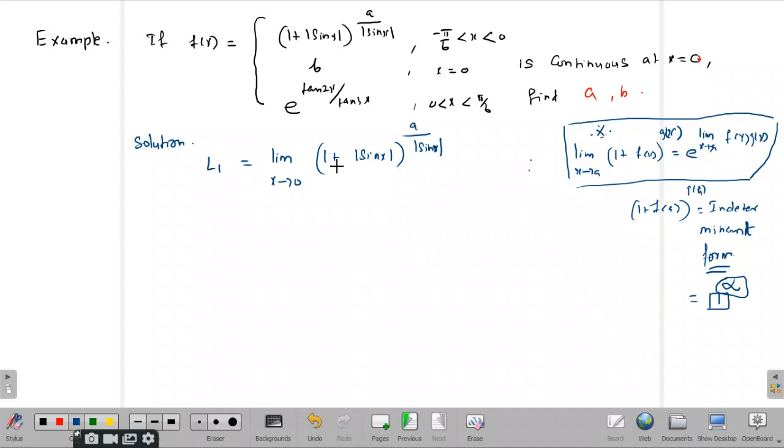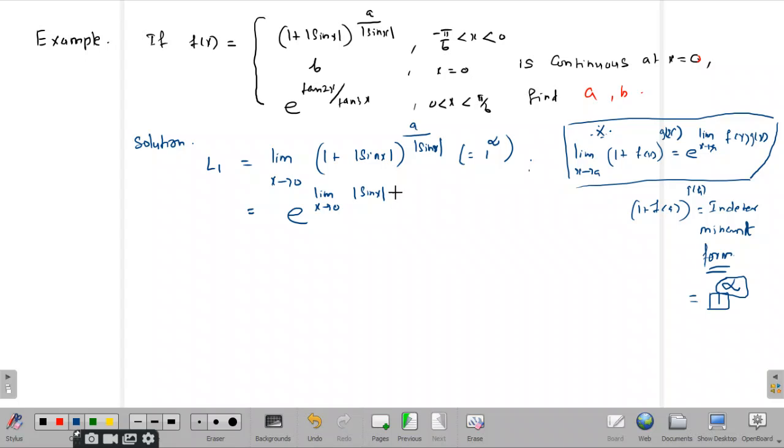So if we take x equal to 0, 1 plus 0 is right away 1. So 1 is the limit of the base. And if we take x equal to 0, a by 0 is infinity. Infinity is the limit of the exponent. That's why this is of the form 1 power infinity. So once you come across 1 power infinity as a limit, remember this conversion formula: e power, the exponent alone, the same limit, there is no change, of f of x into g of x.